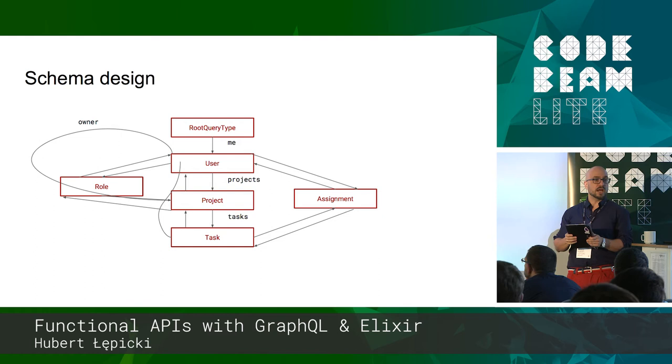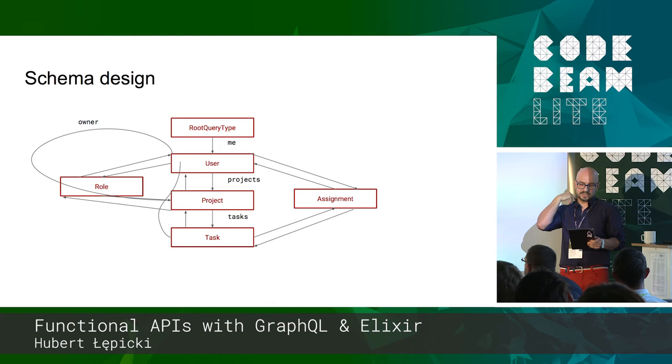I'm trying to say that the schema design is something to think about when you're building a GraphQL API, because it's easy to shoot yourself in the foot with GraphQL. It's like a bazooka, in fact. So you can go very wrong very, very fast.